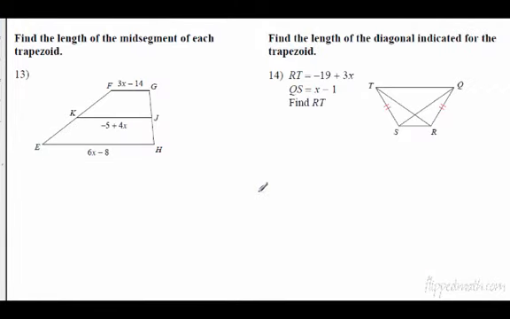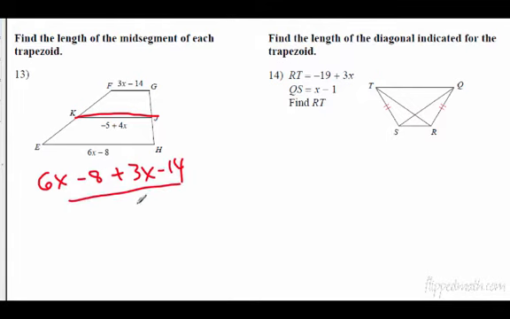Next one, midsegments. Awesome. Remember, the middle one is the average of the bases. The midsegment is the average of the other two. So if I add up the other two, 6x minus 8 plus 3x minus 14, and I divide by 2, I get the midsegment, negative 5 plus 4x.